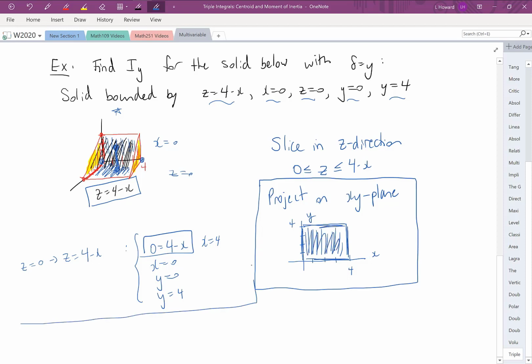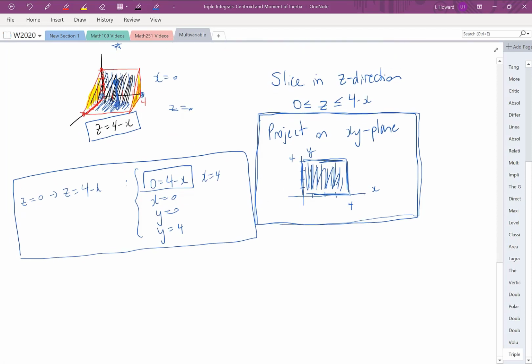So this is the algebra version of projecting on the xy plane, and this is the geometry version of projecting on the xy plane. So you can do one or the other or both just to reinforce that you're doing this correctly. Okay, so however you decide to do your projection, we then need to set up our limits of integration for x and y. Let's do vertical slices here. So we would say y goes from 0 to 4 and x goes from 0 to 4.